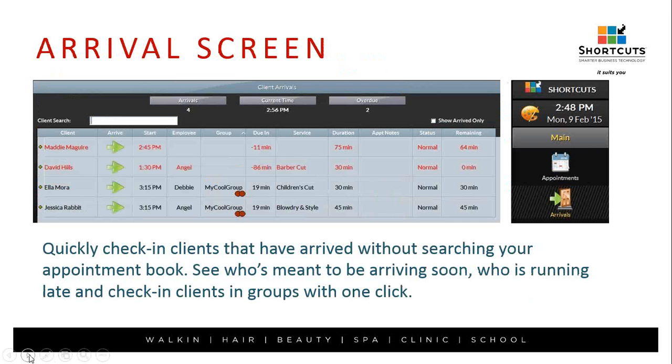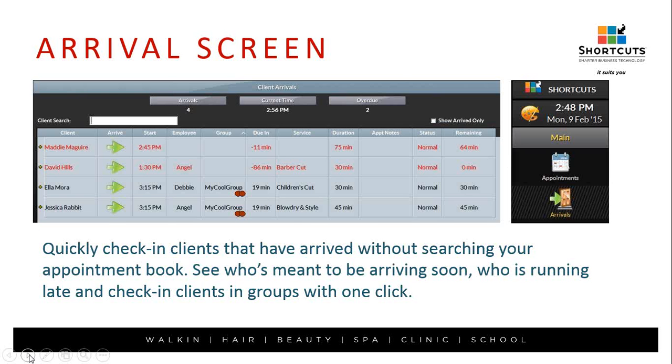Cool. So the next thing that we've got is what we call our arrivals screen. This is great for anybody that wants a quick way of arriving clients into the salon, and also having a quick glance at where your clients are at. So instead of looking at the appointment book and seeing, right, this client's in and arriving them, and checking is that client late, it stacks all the clients in a list, and you're able to look down that list.